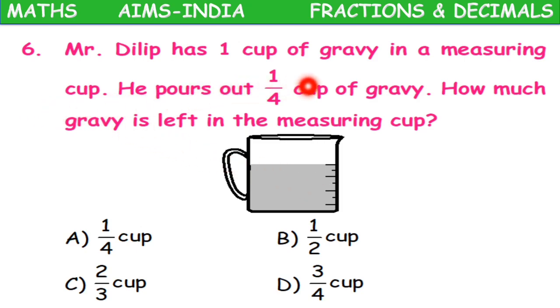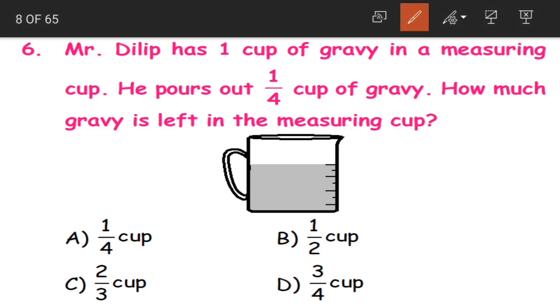Next question 6. Mr. Dilip has 1 cup of gravy in a measuring cup. He pours out 1/4 cup of gravy. How much gravy is left in the measuring cup? Now what is the question? Mr. Dilip here has 1 cup of gravy and out of which he has poured 1/4 cup. Now how much will be left in the cup after pouring out our 1/4?